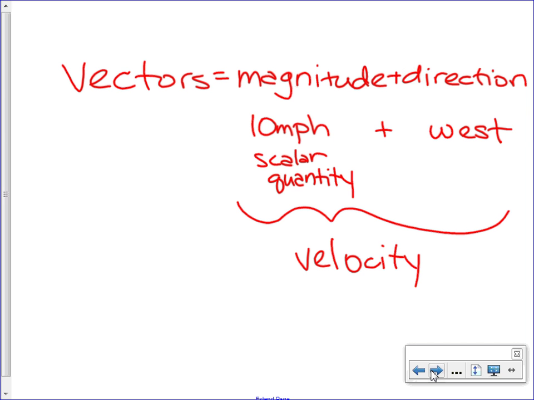Yeah, it's just an example. So a vector is magnitude plus direction. All right. Then the bottom part is just an example of when we have vectors.